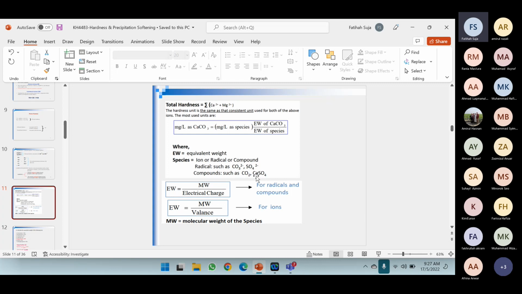Okay, Ca, calcium, what is the charge in the ionic table? What is the charge of Ca?